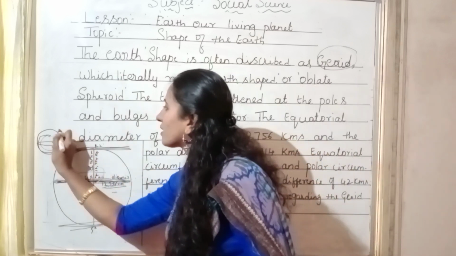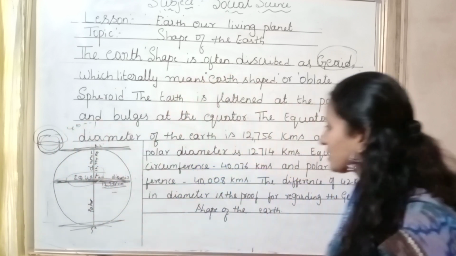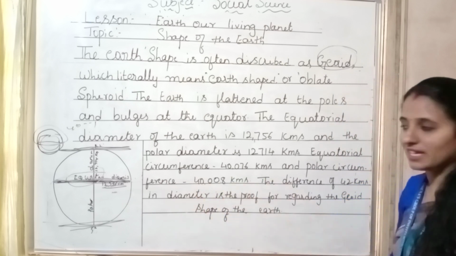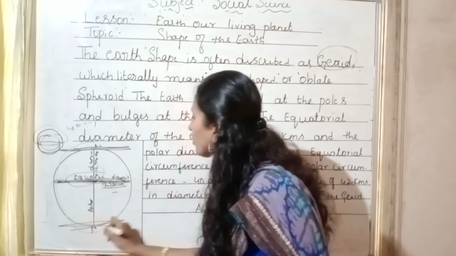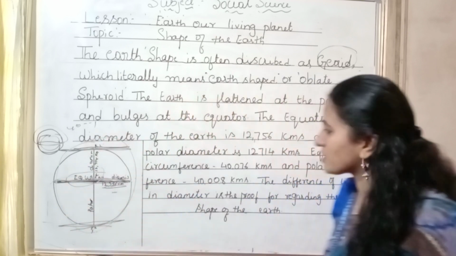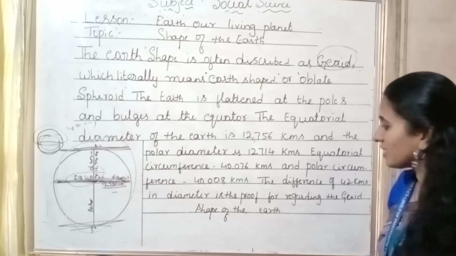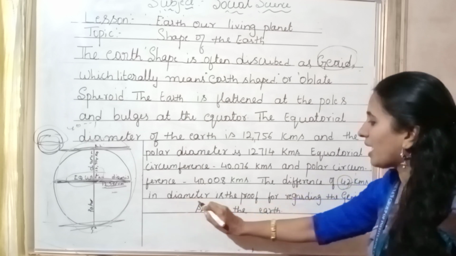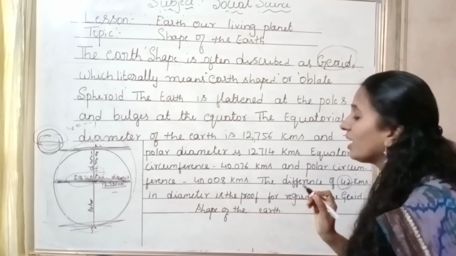So when the equator rounds here, you can circle here, that is 40,076. And the polar circumference is only 40,008. When it comes to polar circumference, from here to here, if you want to go around it, a circle means circumference, it is 40,008 kilometers. So that is the reason, it shows that the difference of about 42 kilometers in diameter is a proof regarding the geoid shape of the Earth.